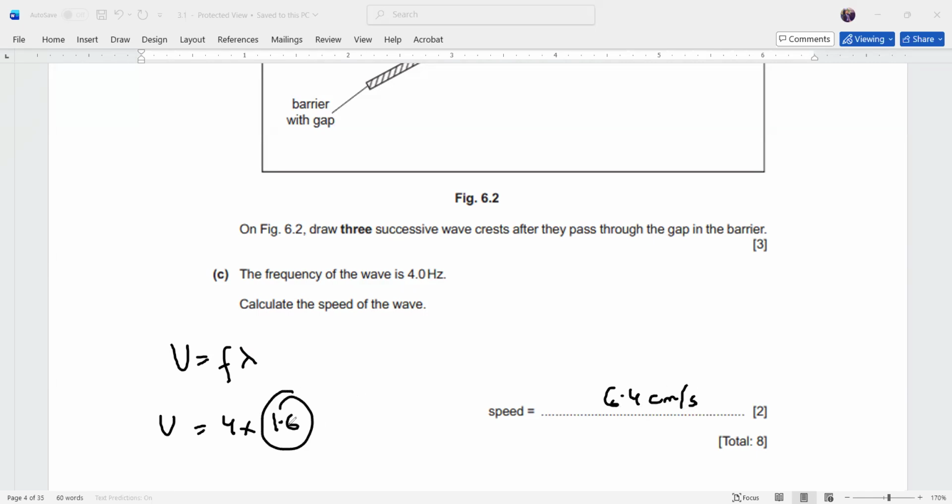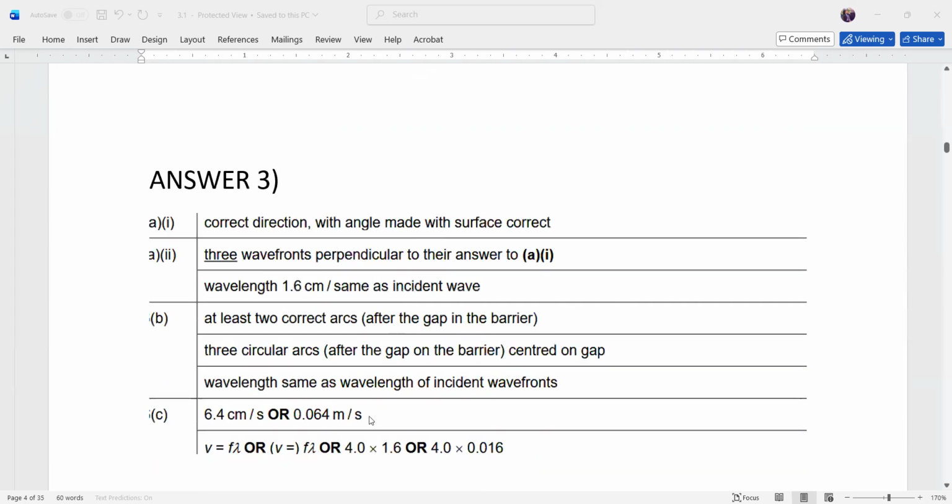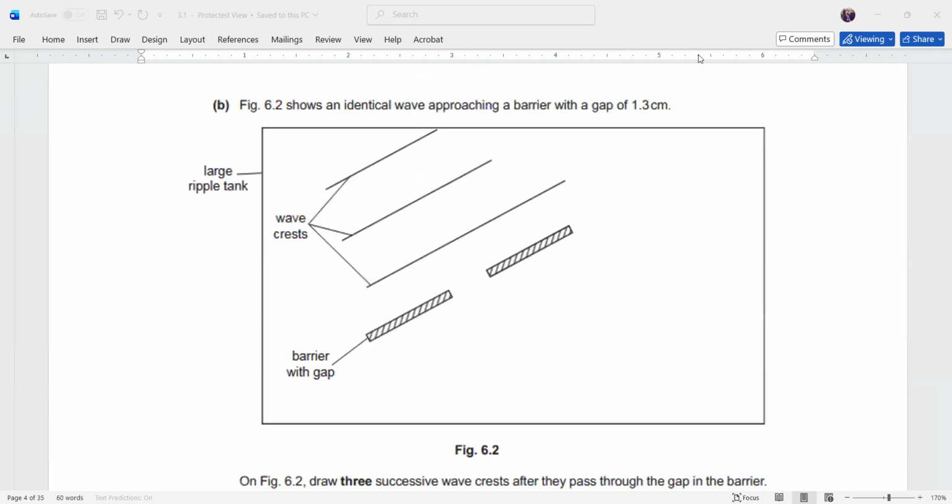Why? Because the wavelength was in centimeters. If I convert that 1.6 into meters and then multiply, my answer will be 0.064 meters per second. So if I am not converting, then my unit should be correct. Is this clear? So you can write 6.4 centimeters per second, or 0.064 meters per second. So this is about topic 3.1, which we discussed.